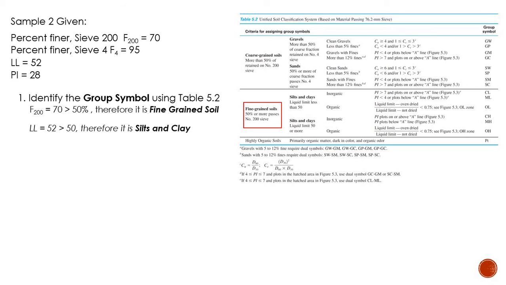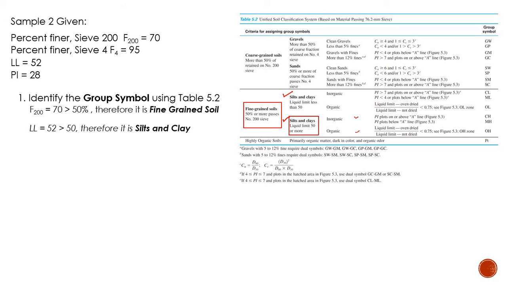Next, liquid limit is equal to 52. We have to check if it belongs to this category or this category. So we check the liquid limit. Our liquid limit is 52, which is greater than 50. Therefore, it is silt and clay on this part. And then, the next option is whether it is inorganic or organic. But by default, it is inorganic. Our point of interest are the inorganic soil, not the organic ones.